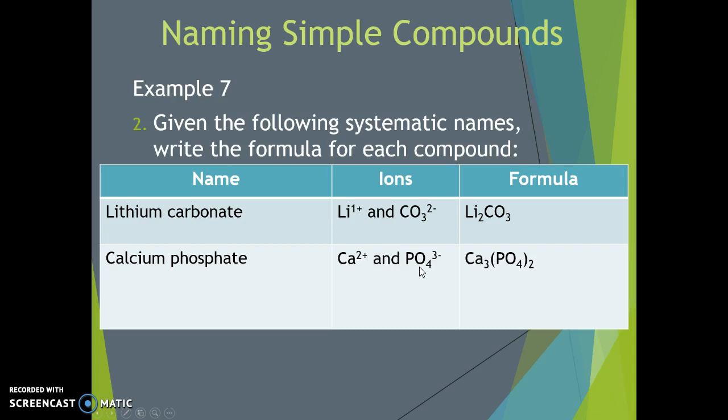And you may remember when you need more than one of a poly or this group of atoms, it needs to be placed in parentheses. So the formula would be Ca3 and then 2 phosphate ions.